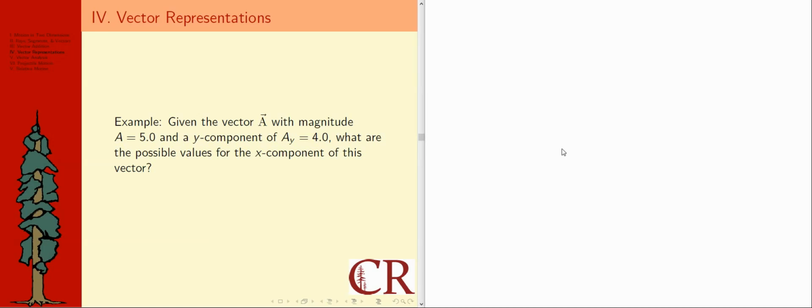Given the vector a with magnitude a equals 5.0 and a y component a sub y equal to 4.0, what are the possible values for the x component of this vector?